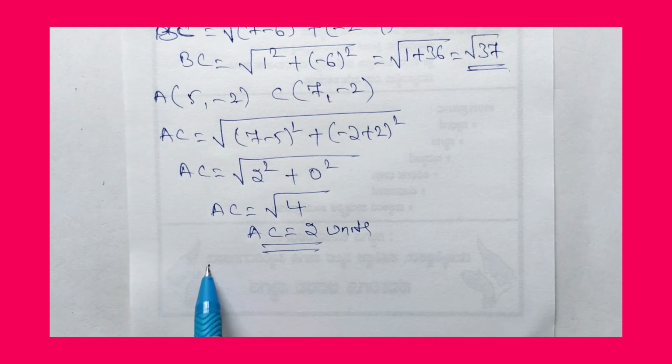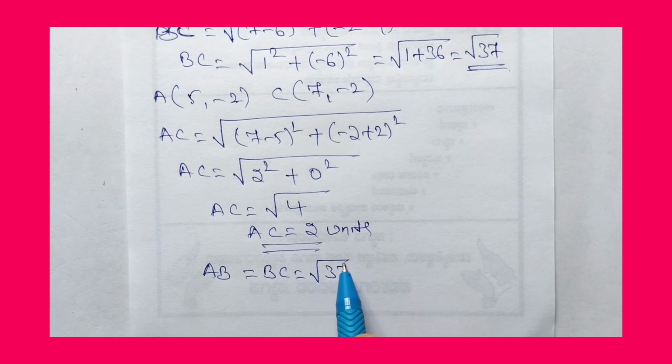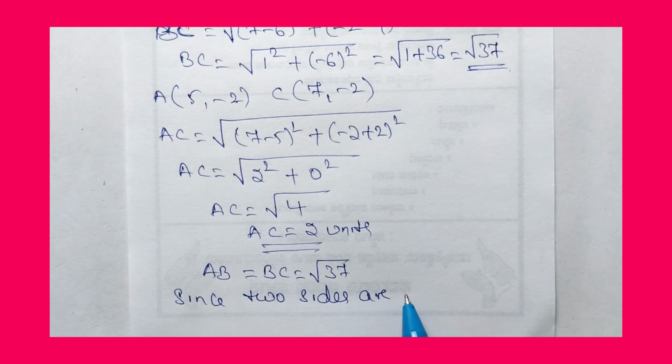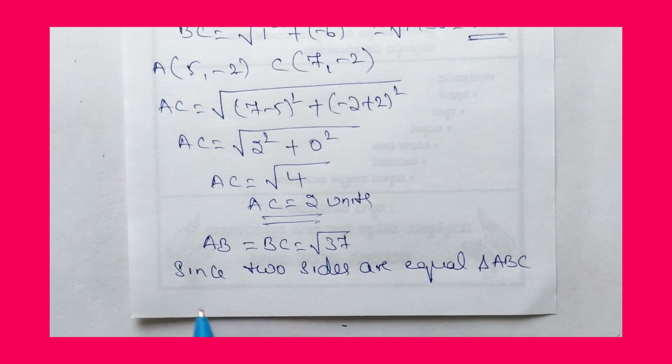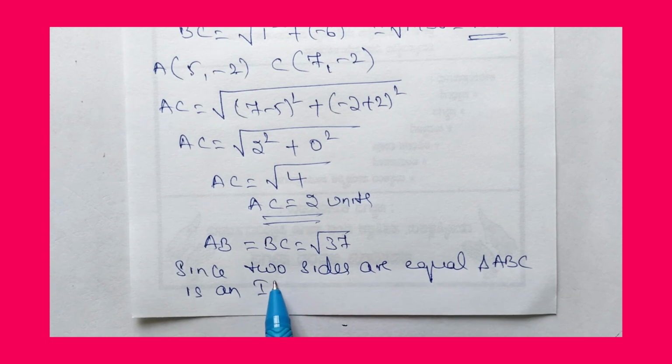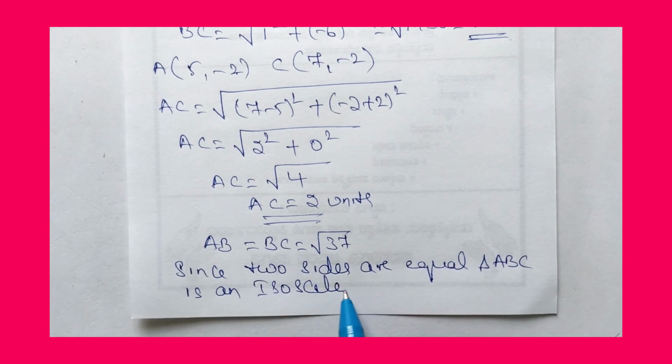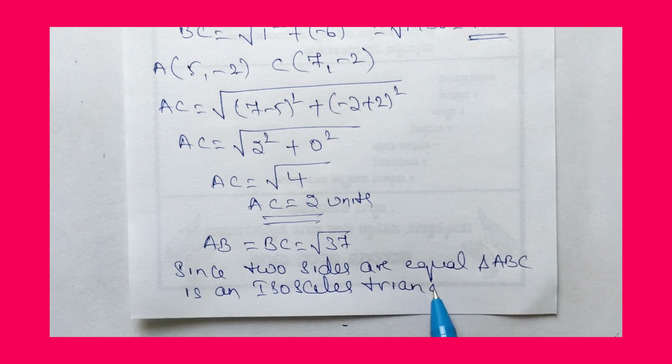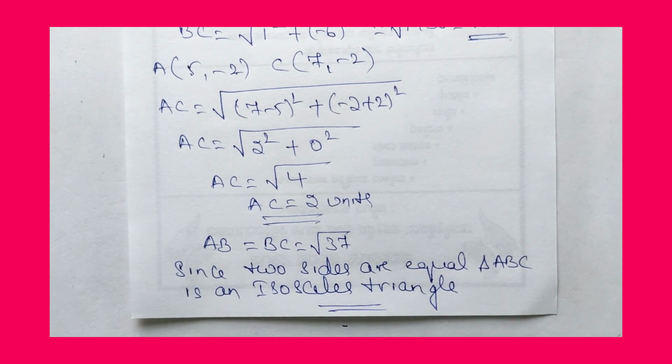So here AB and BC are equal. AB and BC both are equal to root 37. Since two sides are equal, triangle ABC is an isosceles triangle. So two sides are equal, hence it is an isosceles triangle. So like this we have to solve question number 4. Now let us move on to question number 5.